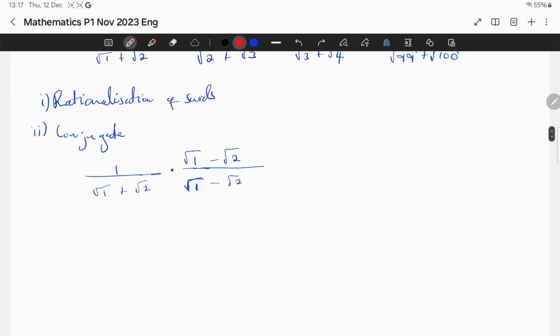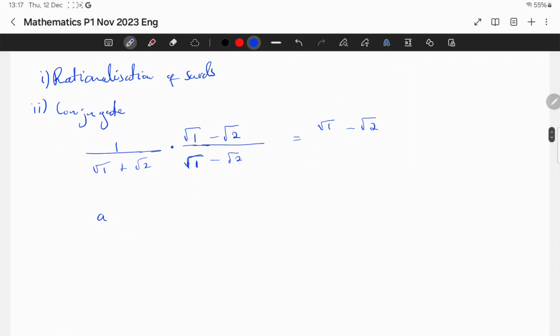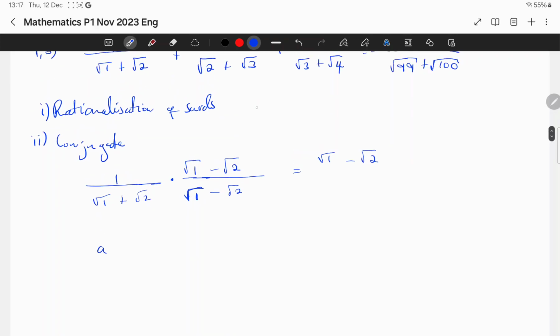What does that give us? You'll note that here on top we'll just have root 1 minus root 2, and then here you have a difference of squares. We know that a difference of squares is something of the form of, oh well, should have written this down as well. Concept number 3, the difference of squares.